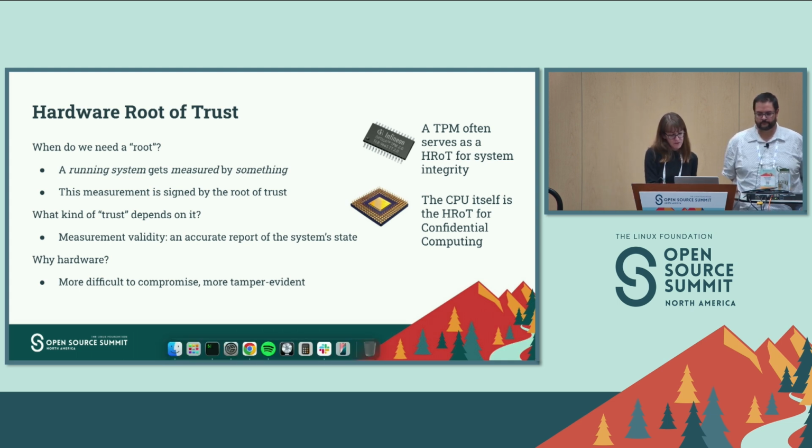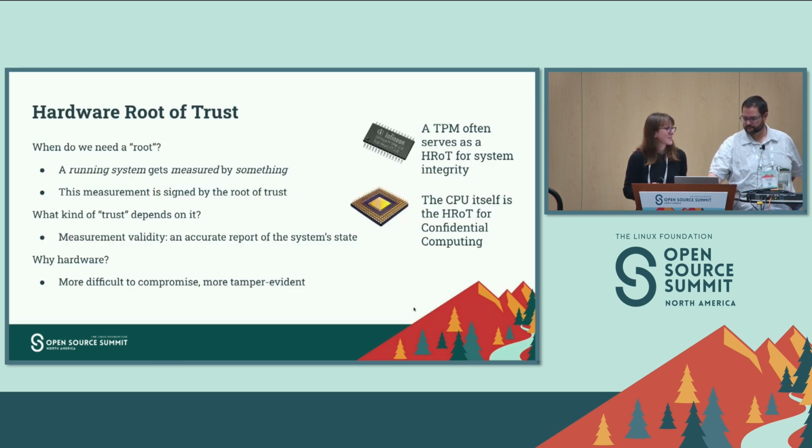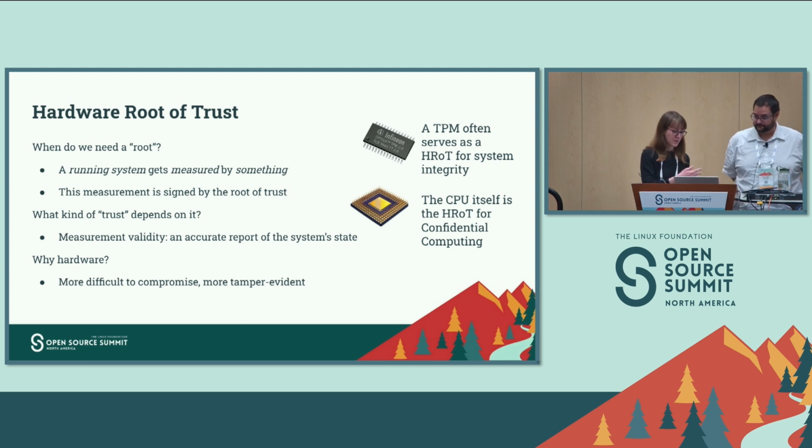And the hardware root of trust that we're going to focus on here, because we are not talking necessarily about confidential computing, is a TPM. Thank you, Michael. This is a chip that is fairly common on various types of systems, and it has some interesting and robust security properties.